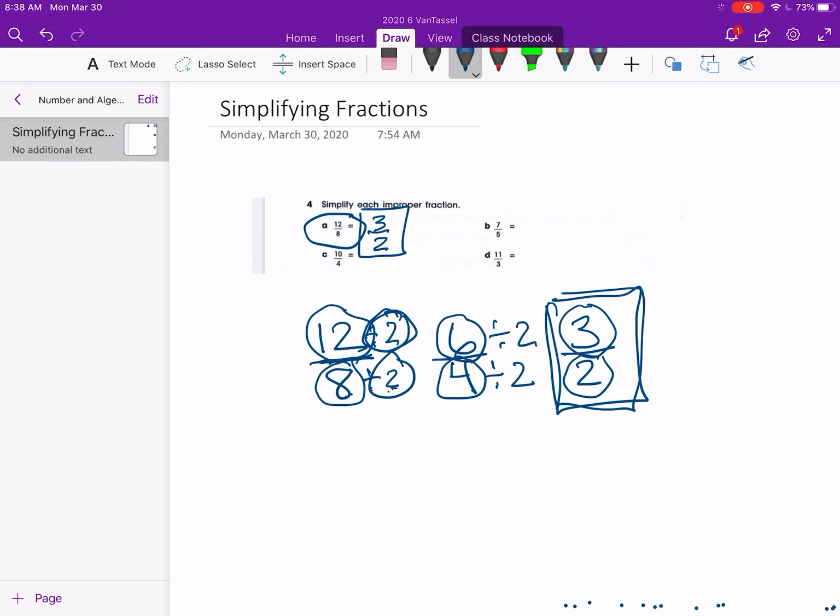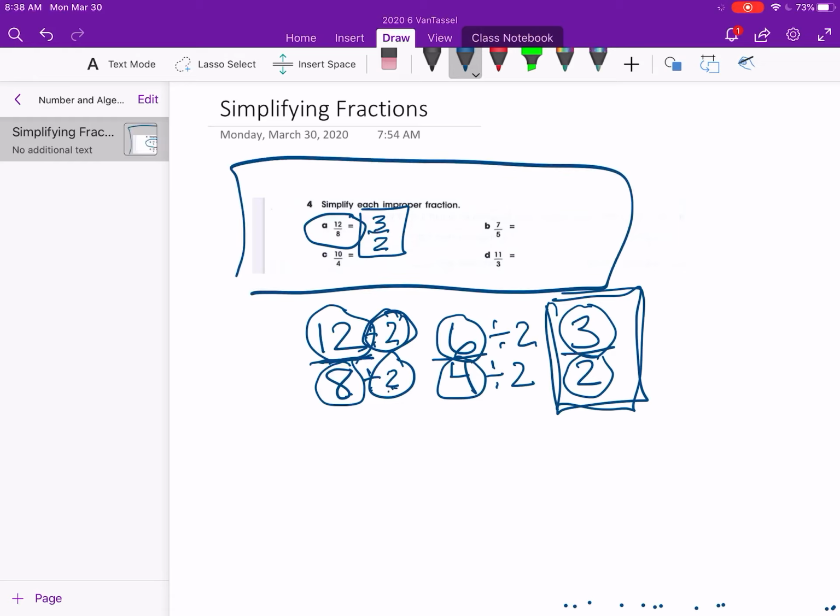Now, some of these, I'm going to give you a little hint, some of these can't be broken down anymore. They're already at their simplified point. So it's a bit of a trick question in these here. So you kind of have to know which ones can go down more, which ones cannot.